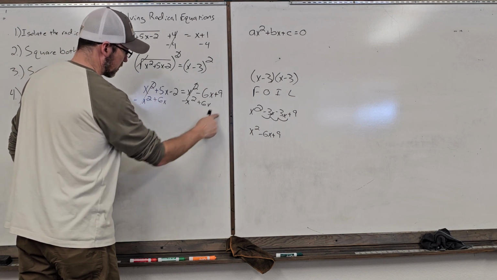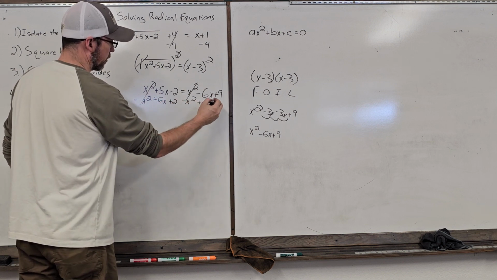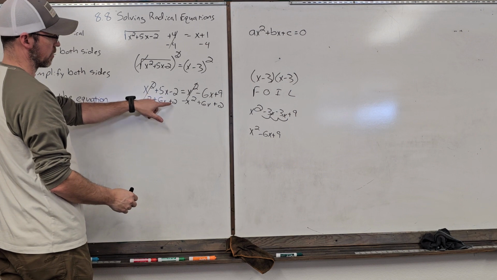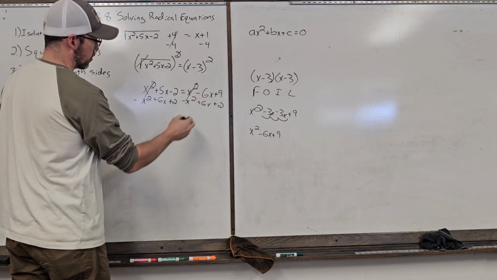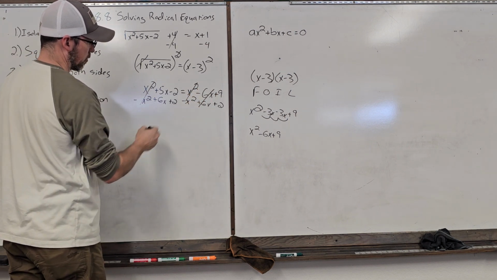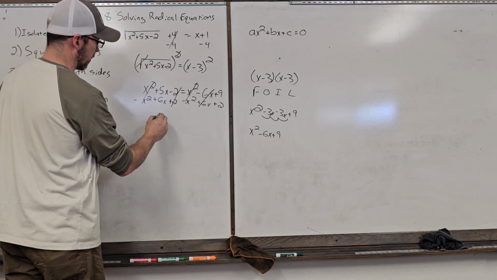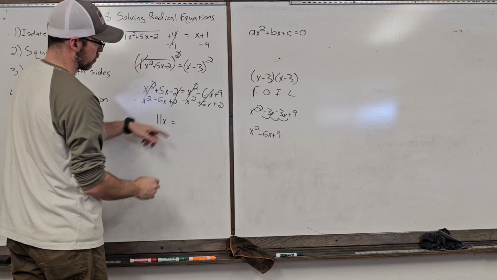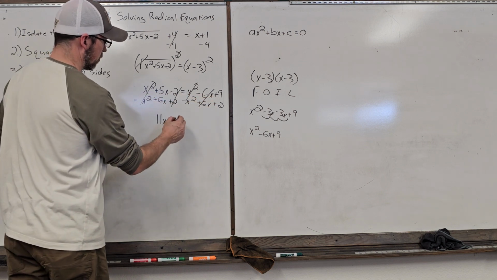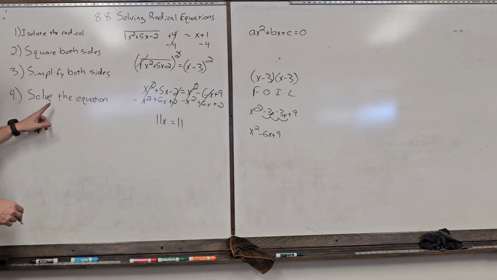And I'm going to move the constant over there by doing the opposite. Opposite of subtracting 2 is to add 2 to both sides. So those cancel out and these cancel out. 5x plus 6x is 11x equals 9 plus 2 is 11.